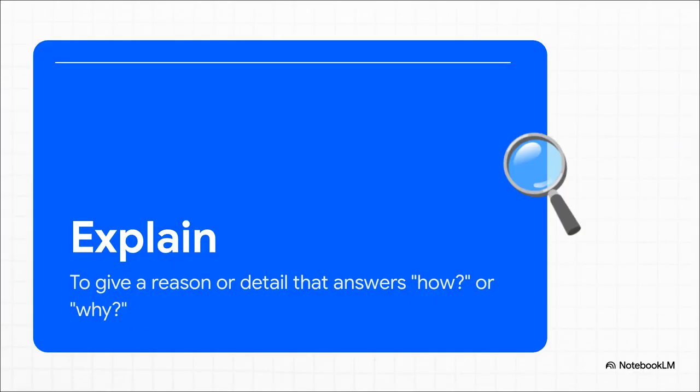Simple. And let's make sure we're all on the same page about what explain means. As you're writing, just ask yourself this one little question. Does this answer how or why? If your sentence tells the grader how something happened or why it's important, you're explaining. That's the check. Do that for both of your points and you're golden.